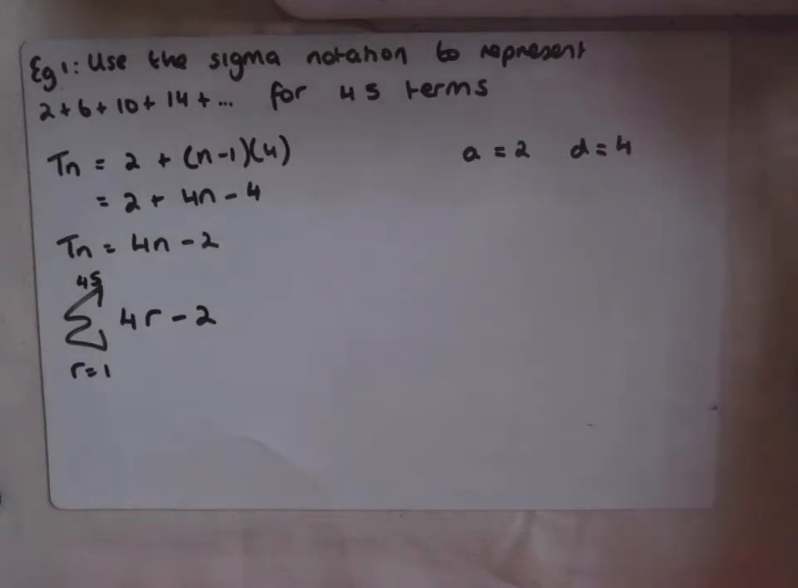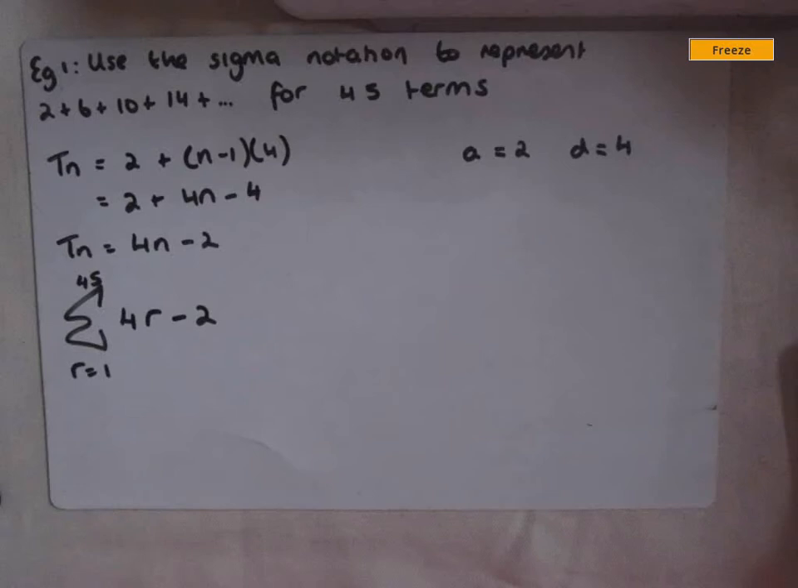Okay. Part 2 of that, so, or example 2 maybe. Miss, why is the r 1 and not 2, like where it starts? No, r means you're going from the first term to the 45th term, so r is 1 in this scenario. Okay, because if I fill in r is 1, I get 4 times 1 minus 2.